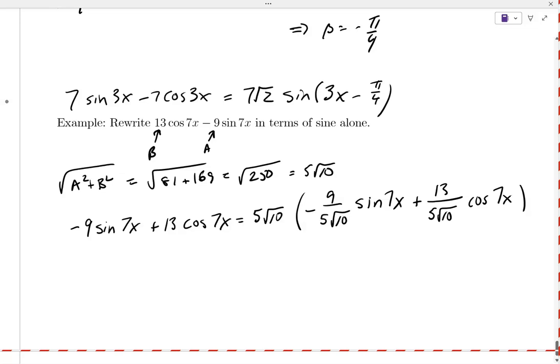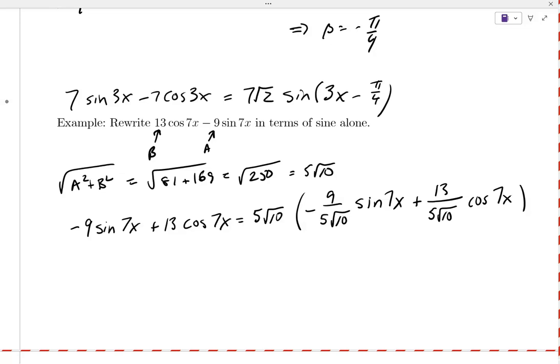The 5 root 10 goes out in front, and the 5 root 10 also goes in the denominator for each coefficient. So far, so good?